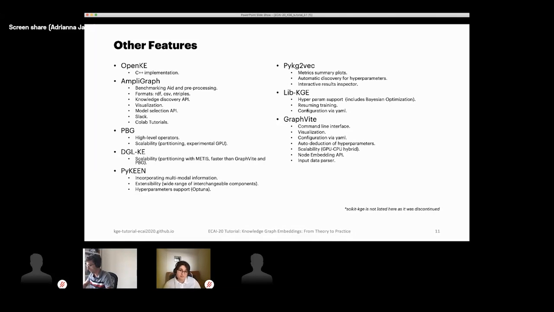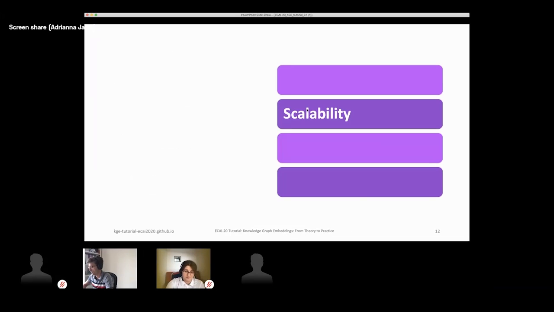And LibKGE also has hyperparameter support with Bayesian optimization and resuming training configuration with YAML files, which is also available in GraphVite, which is also scalable with a GPU-CPU hybrid. It also contains different paradigm models for a node embedding API, and has a custom input data parser, visualization, and auto-detection of hyperparameters. So there's a lot there, and the list probably is not closed.